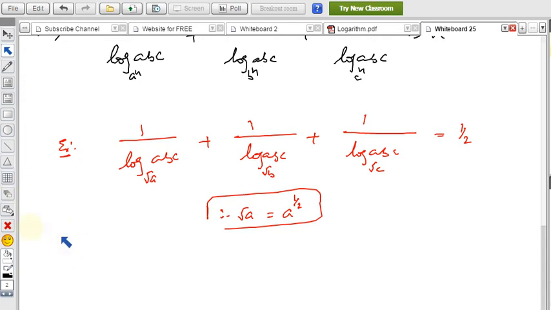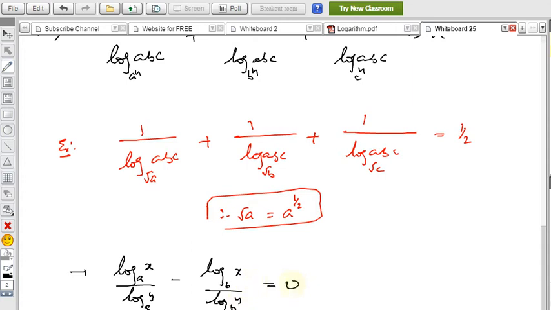A few more properties. Then one division property actually. For example, log x to the base a by log y to the base a, minus log x to the base b by log y to the base b. Same base means that value will be 0.